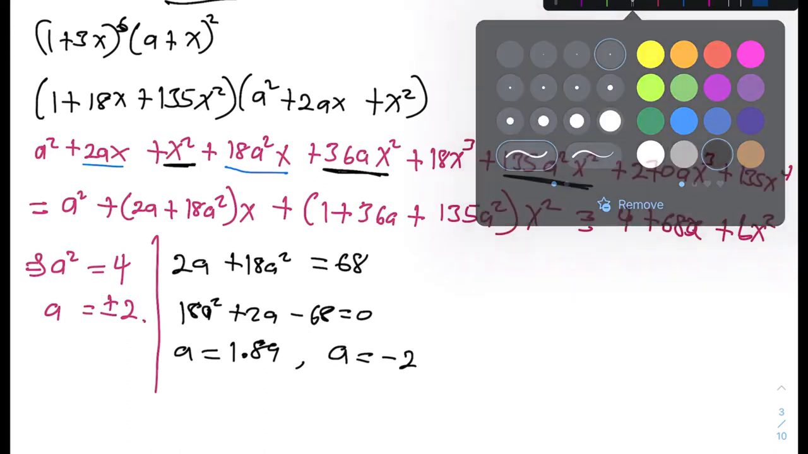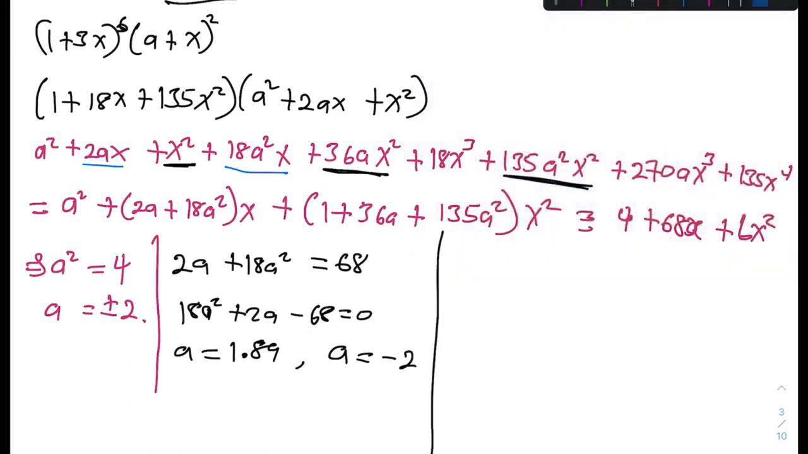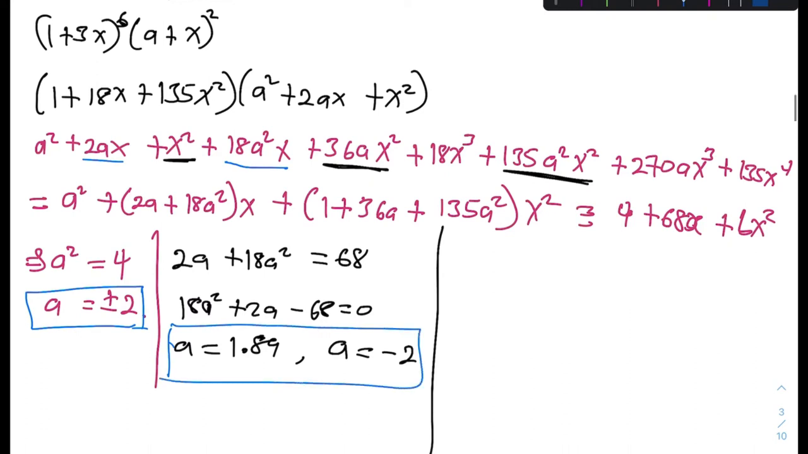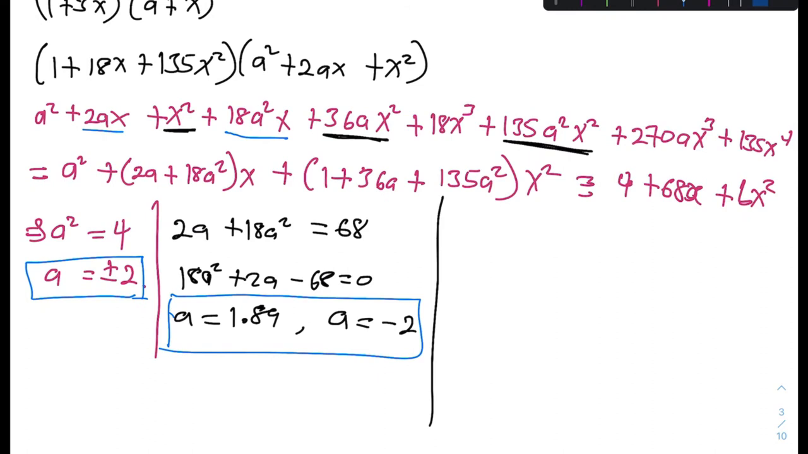All right, so right now, we have different a values. The first one we got plus or minus 2, and now we are having this. So what a do you settle on? Well, you settle on the value of a that is common in both equations. -2 is common in both equations, so therefore you can say that a is equal to -2.